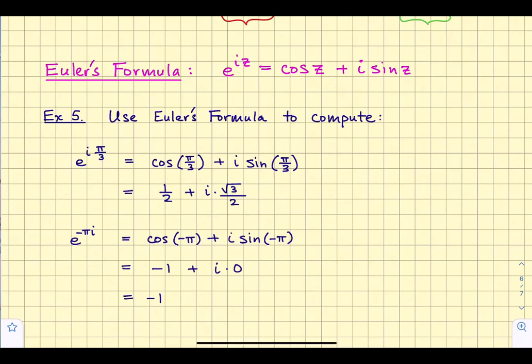It's e to a complex power, e to an imaginary power. Similarly, e to the minus pi i is cosine of minus pi plus i sine of minus pi, using Euler's formula. Cosine of minus pi is minus 1. Sine of minus pi is 0. And we very quickly have calculated e to this complex power.